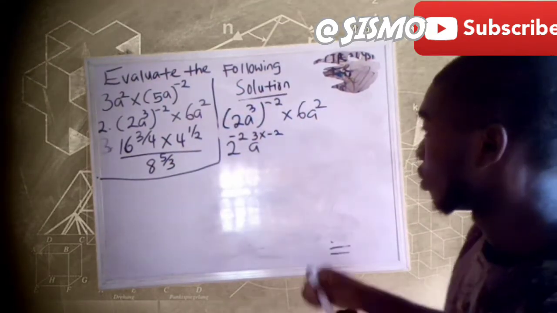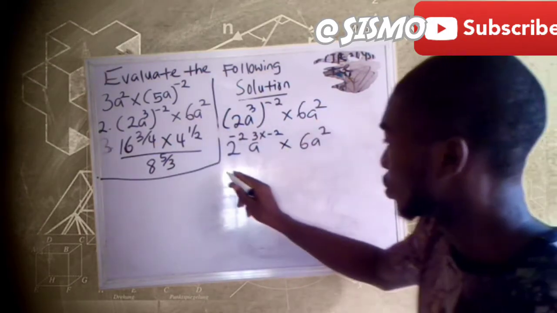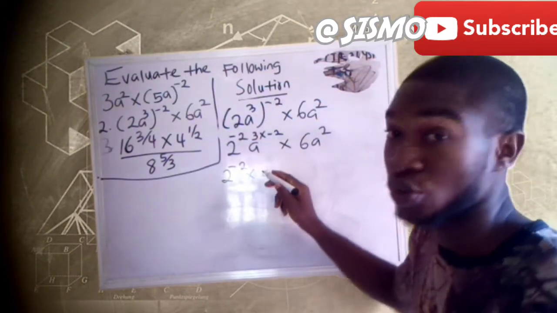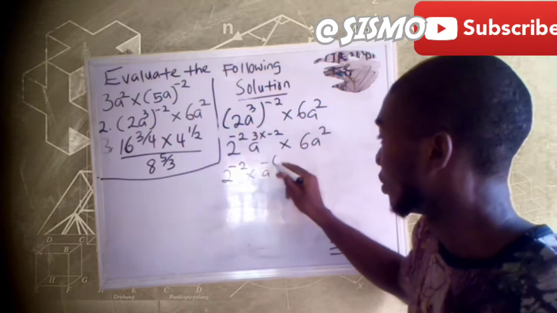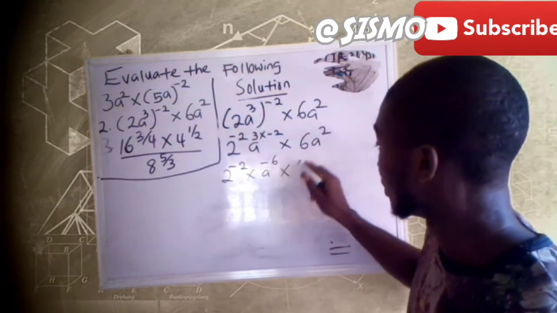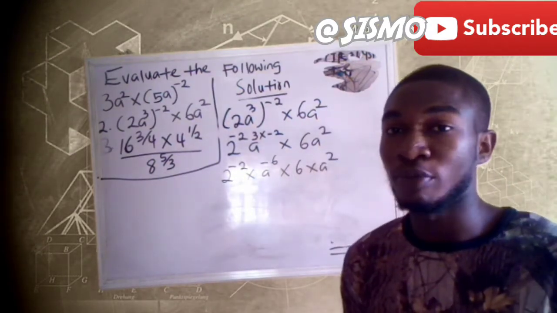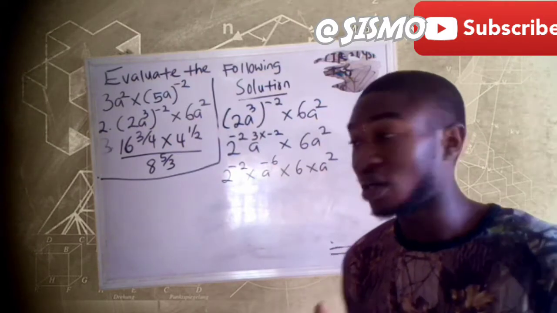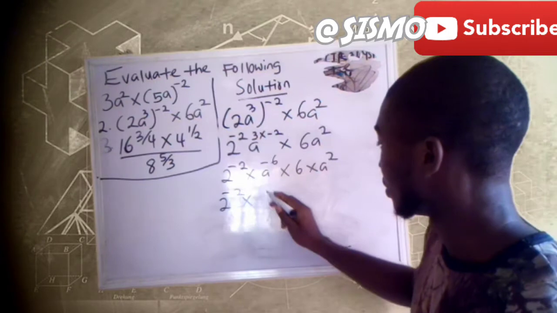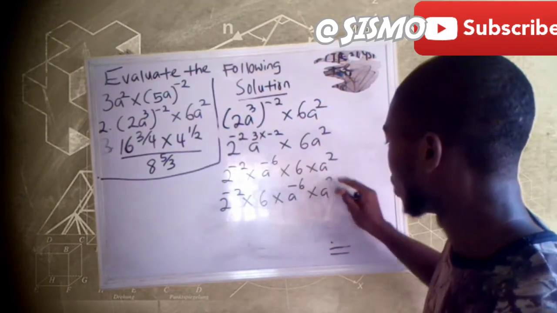So now, multiply by 6a to the power of 2. So this will give us 2 minus 2 multiplied by a, 3 times minus 2 is minus 6, a to the minus 6. I know we are following. Then times 6 times a to the power of 2. So let's collect like terms. Let numbers meet numbers and alphabet meet alphabet. So we obtain that 2 raised to power minus 2 times 6 times a to the power of minus 6 times a to the power of 2.